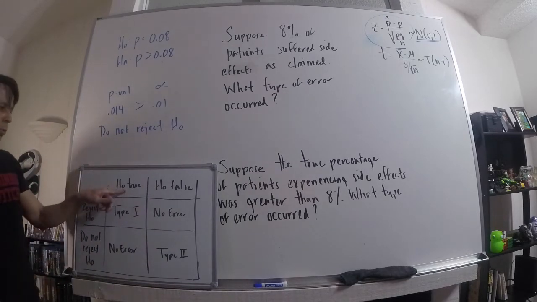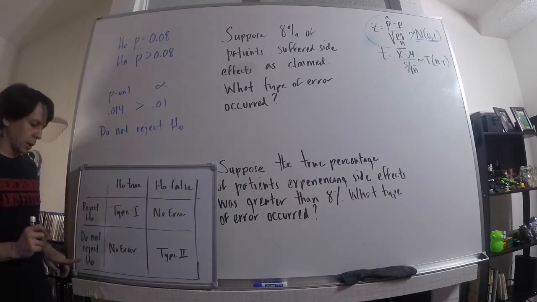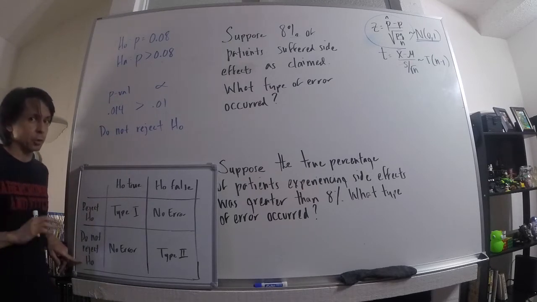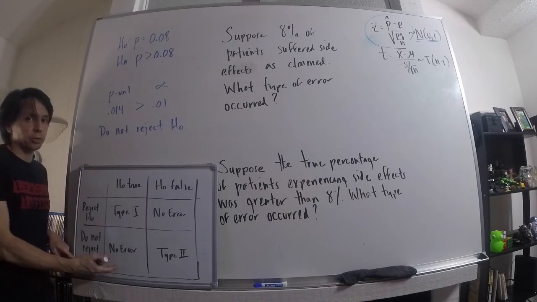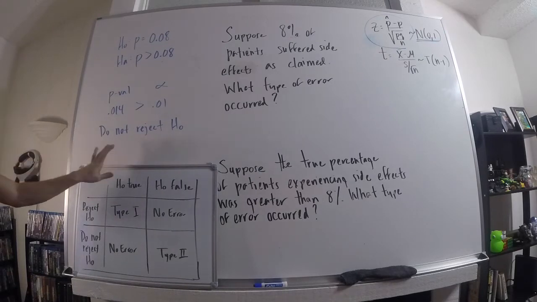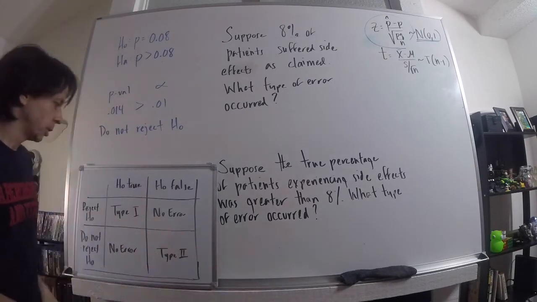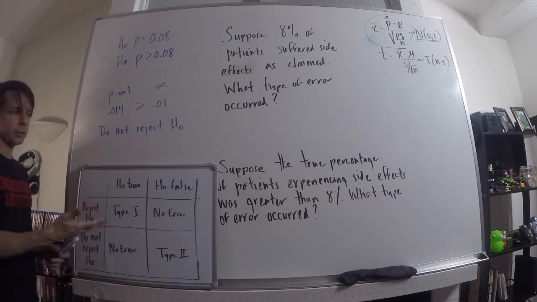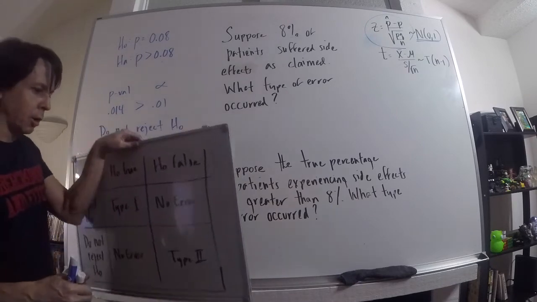If H0 was true, the company was telling the truth, and you chose not to reject their claim, meaning you would kind of believe them, you gave them the benefit of the doubt, that's the correct decision. You gave the benefit of the doubt to an honest company. All right, so basically to figure out which one you're doing, you need to know what column and what row you're looking at. And that's what I want to emphasize in organizing this.